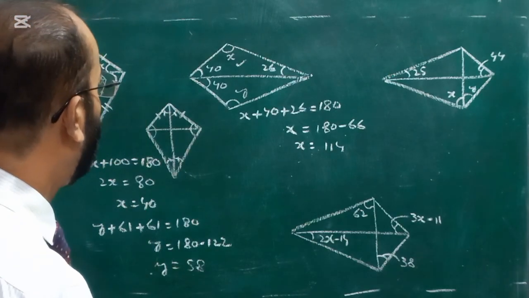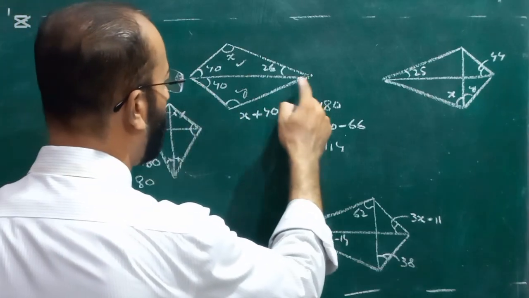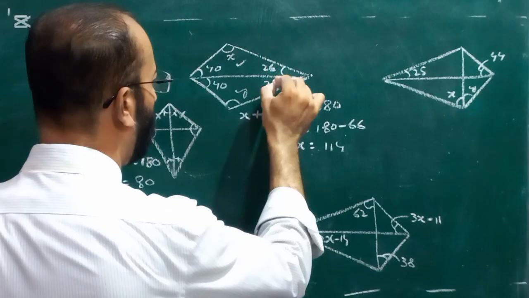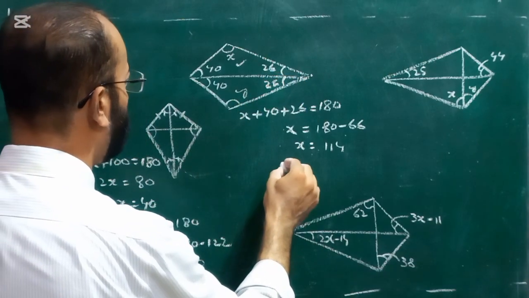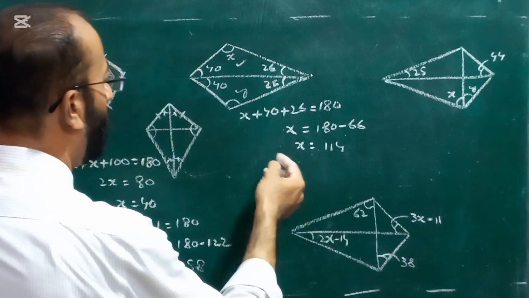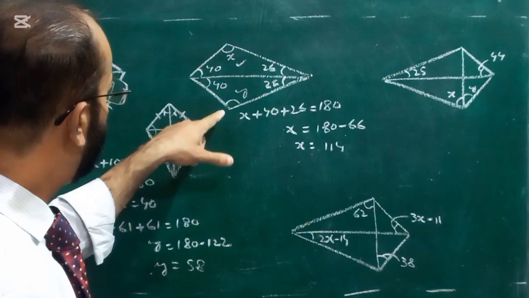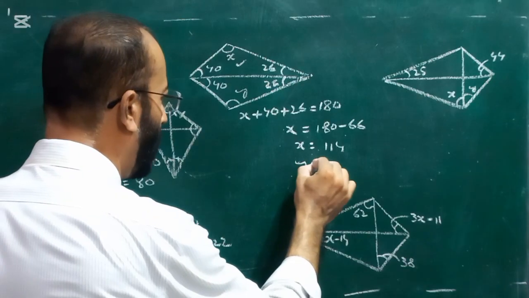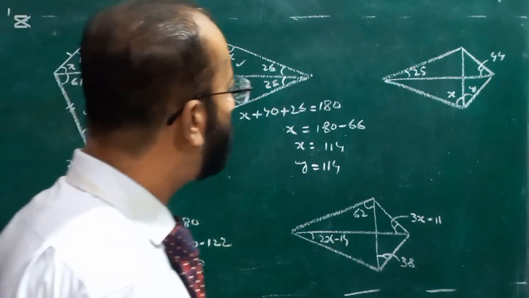Okay. The same property will be applied in the lower triangle as well. So the longer diagonal will bisect the lower angle as well. So if this is 26, this will also be 26. So y plus 40 plus 26. Okay, we can directly solve it, because now these opposite angles are equal. So it means y will also be equal to 114. So this figure is also done.